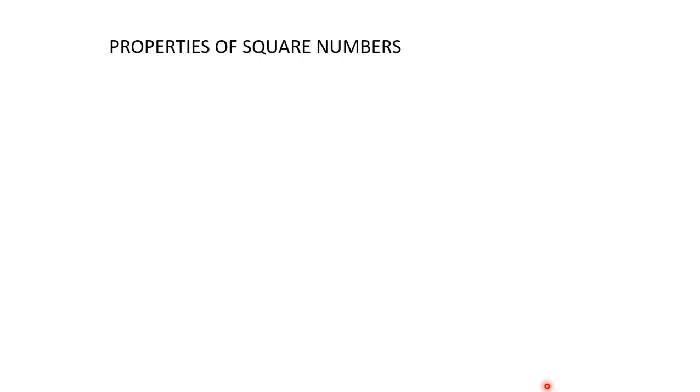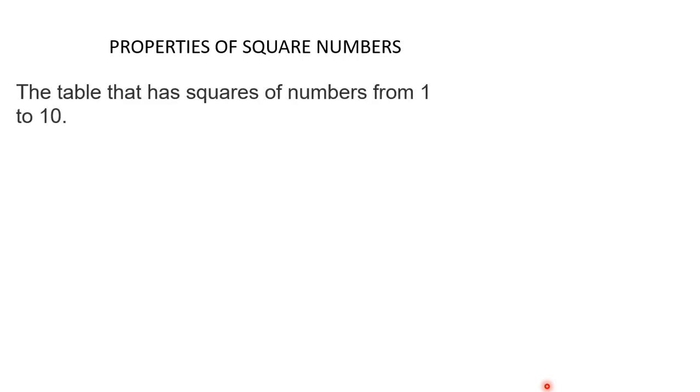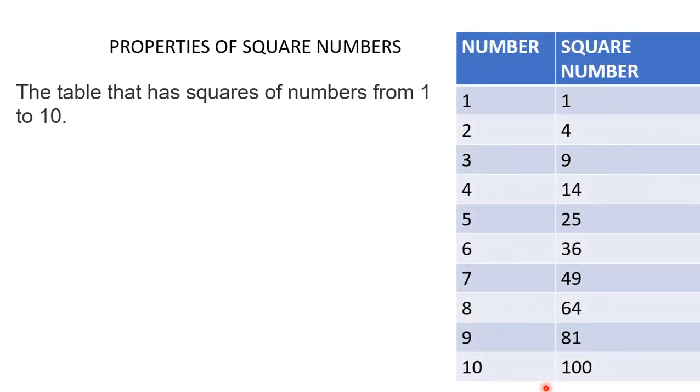Now we have the properties of these square numbers. There are some interesting properties of these numbers, so let's talk about this. The table that has squares of numbers 1 to 10, as we have studied in the earlier slide. Now here again we can refer to it.